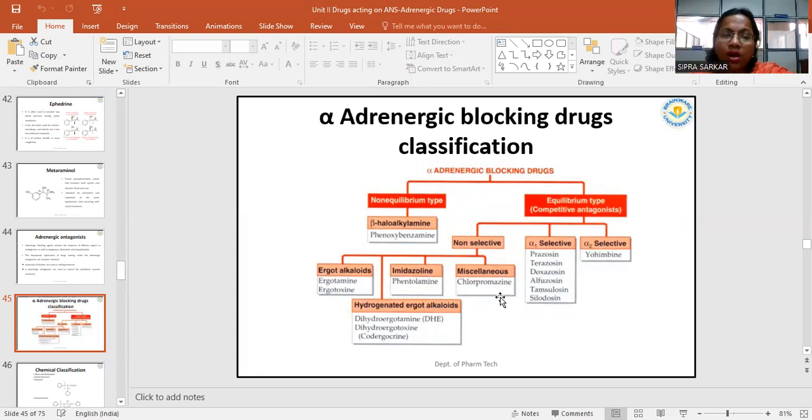Actually, natural drugs like ergotamine and ergotoxine are not used because their biosynthesis and collection is very tough. That's why the synthetic category is used, like chlorpromazine, and that is also used as an anti-vomiting agent, like in motion sickness. In this type of cases we use that. Coming to the alpha-1 selective, that is used as antihypertensive drugs like prazosin, terazosin, doxazosin, alfuzosin, tamsulosin, silodosin. And alpha-2 selective, yohimbine, this is one of the drugs in the category.